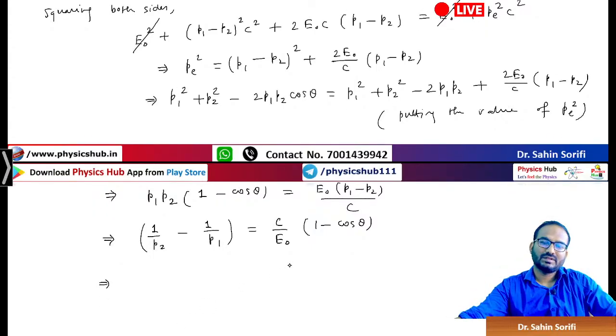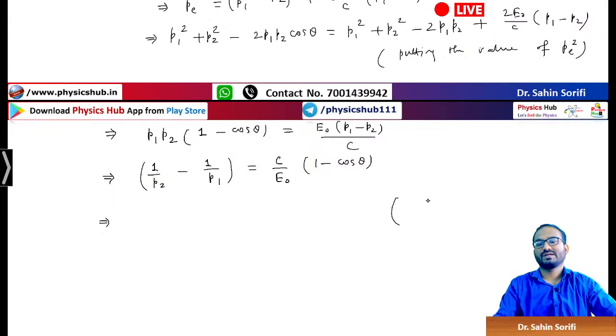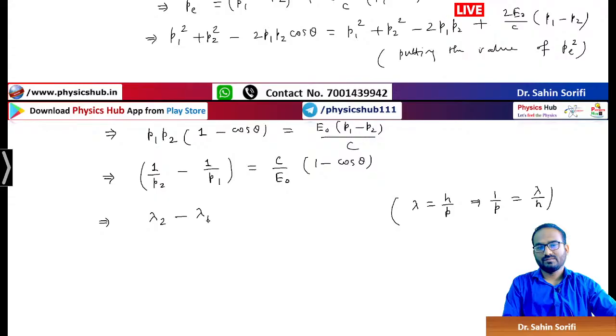Now we know that lambda is equal to h by p. So 1 by p is nothing but lambda by h. So 1 by P2, we can say lambda 2 by h, 1 by P1, lambda 1 by h, and this h is taken to the numerator, so hc by E naught into 1 minus cos theta.